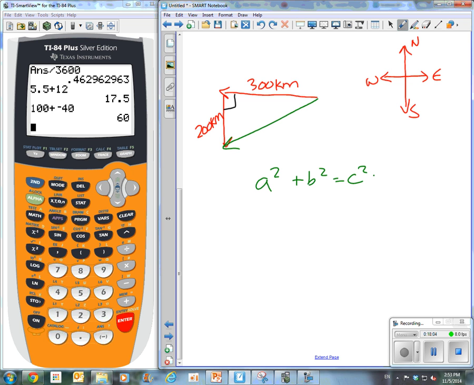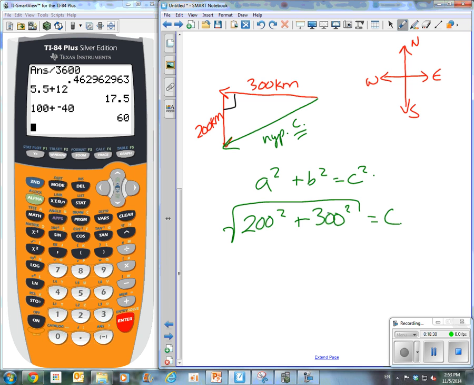C, remember, is my hypotenuse. Okay, that is equal to c. So it's very important that we keep that straight. So a squared, we're just going to say that's 200 kilometers squared plus b squared, 300 kilometers squared. And I'm going to take the square root of that, and that will tell me what my resultant is.